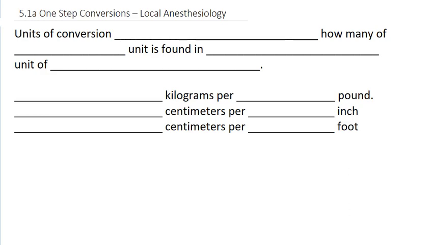One-step conversions. Units of conversion explain how many of one unit is found in another unit of measurement. For example, 1 kilogram is equal to 2.2 pounds. So you can either say it weighs 1 kilogram, or you can say it weighs 2.2 pounds, and that means the exact same thing. Then we have a measurement of distance.